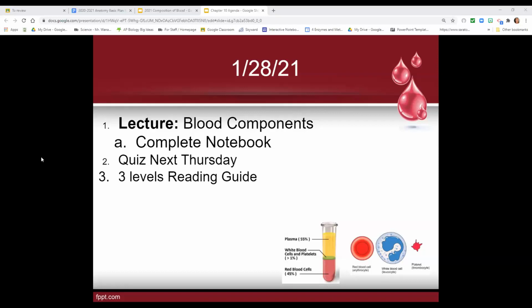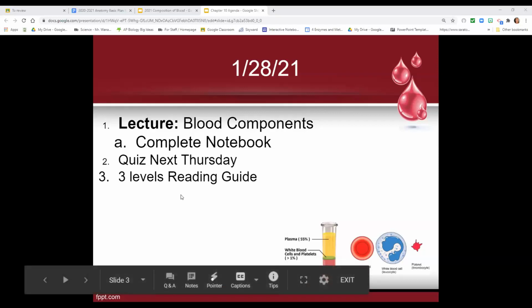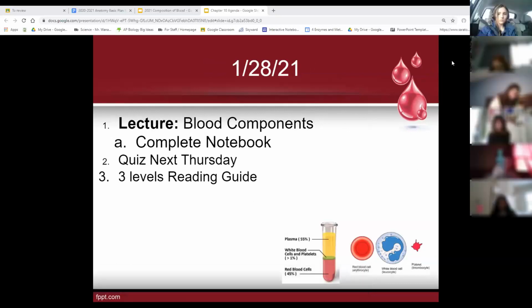We have a 3 levels reading guide. It's actually not on the schedule till Monday, but you might find that you have some spare time today. If you fill out the notebook while I'm lecturing, you're going to have some spare time, in which case maybe you do the 3 levels reading guide, which sets you up for next week. So it's up to you. The notebook's what we're turning in today, so you can either do it now or do it after. The reading guide is not on the schedule till Monday, but you might want to fit it in today and get it out of the way.